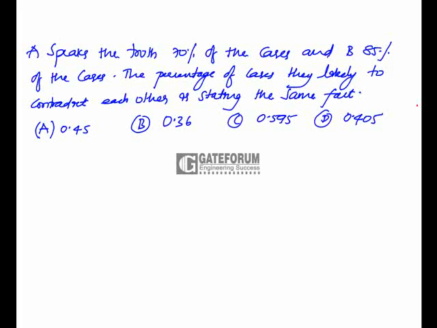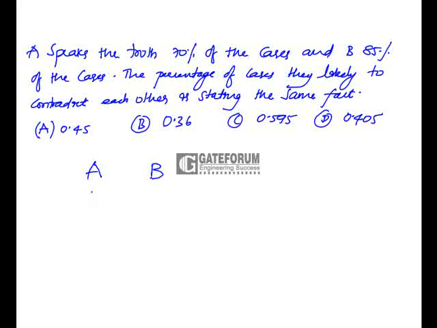A speaks the truth 70% of the cases and B speaks 85% of the cases. Now we have to find the percentage of the cases in which they are likely to contradict each other while stating the same fact. Now let us take A and B.